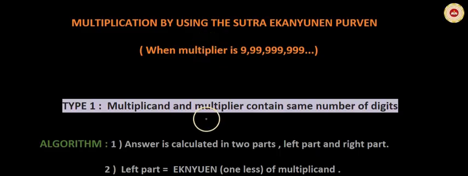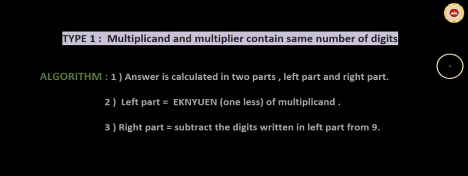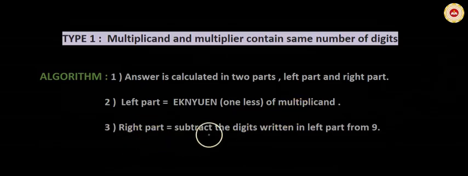First type is multiplicand and multiplier contain the same number of digits. Let us first understand the algorithm. Step number 1: the answer is calculated in 2 parts, left part and right part. How to calculate the left part? Ekanyunena, that means 1 less than the multiplicand. You have to subtract 1 from the multiplicand and write it in the left part. What is the right part? Subtract the digits written in the left part from 9.